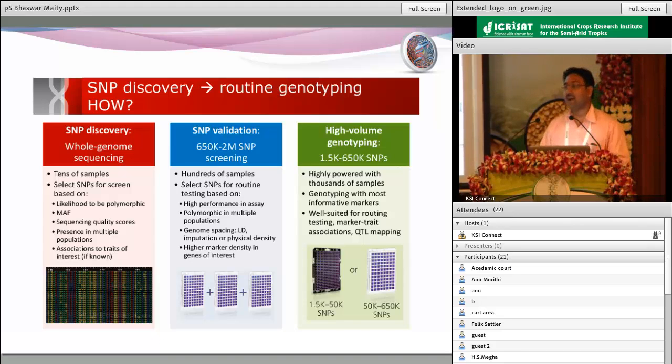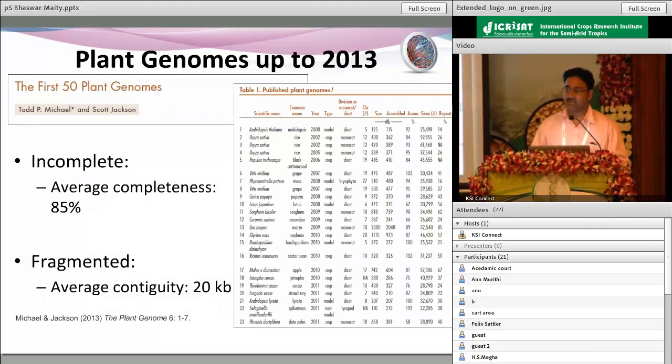If I look at the plant genomes which have been sequenced so far, the first 50 up till 2013 data I have, most of them are not covering more than 85% of the genome. And the N50, which is one of the figures which defines the quality of the genome assembly, is not very high.